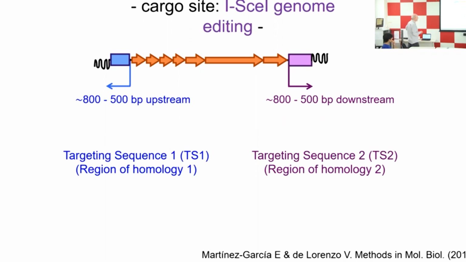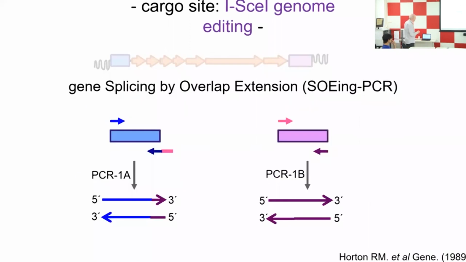And for an optimal homologous recombination, the size of these fragments should be in the range between 500 and 800 base pairs. So you take a look at the sequence and you identify the sequence of DNA that happens to be exactly upstream of what you want to delete and downstream of what you want to delete. And then you have two targeting sequences of homology, TS1 here and TS2, okay? And this is completely general. You have to do that in every genome.